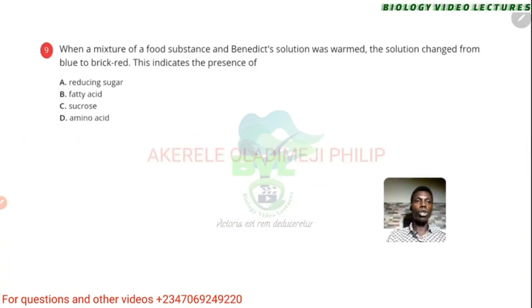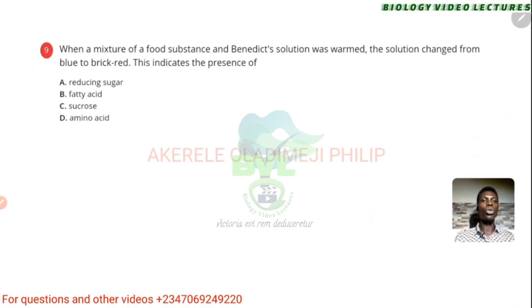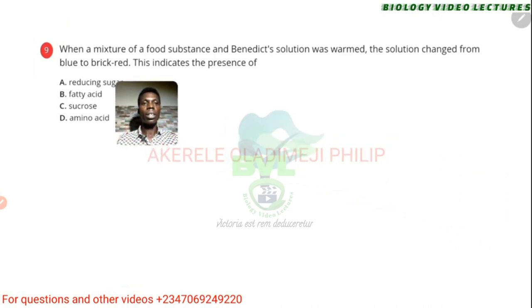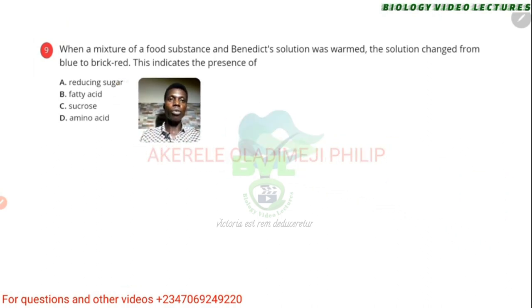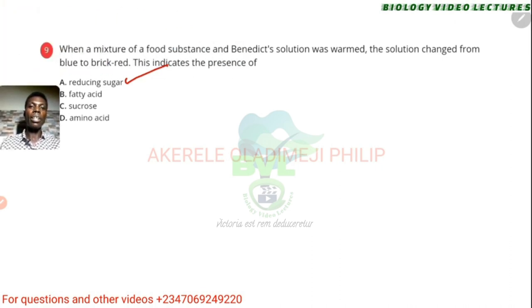Now, when a mixture of food substance and Benedict's solution was warmed, the solution changed from blue to brick red. This indicates the presence of what? A reducing sugar. Now, let me quickly explain some things to you. We have two types of sugar: reducing sugar and non-reducing sugar. The reducing sugars are mostly the monosaccharides, like glucose, fructose, galactose, and also disaccharides like lactose and maltose. However, sucrose is also a disaccharide, but it is not a reducing sugar. So this one here is a non-reducing sugar.